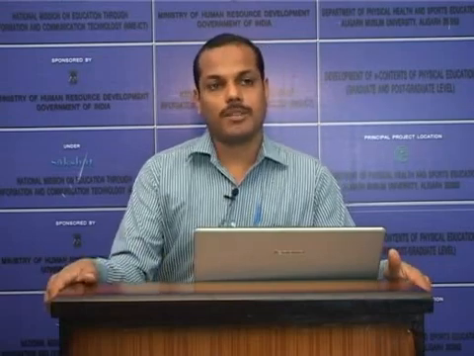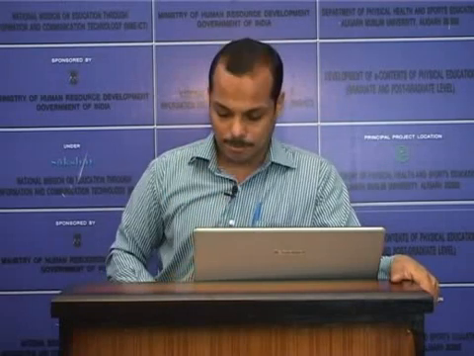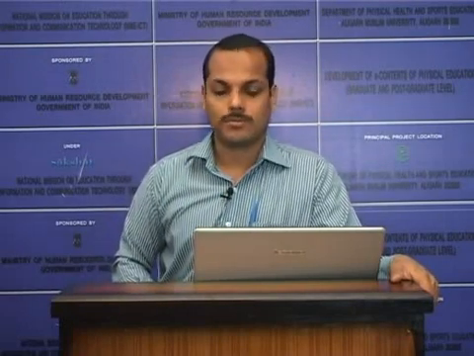Next is the midbrain. It is also called mesencephalon. It connects the third and fourth ventricle, and the transverse section of the midbrain shows two parts, an anterior part and the posterior part.